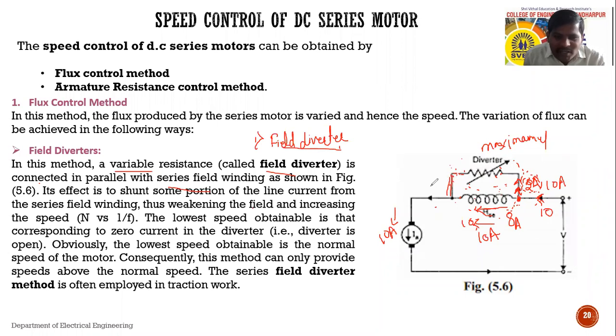Okay. Now see the 8 ampere current flowing from this field winding. Now see total current flowing from the armature. Armature मधून flow होणारा total current किती असेल? So see, 2 ampere flowing from this diverter, 8 ampere flowing from this field winding. So total current flowing from this armature, armature मधून flow होणारा current 10 ampere. Again it is the same. Okay. See, supply current is equal to armature current and it is not equal to that of field current.